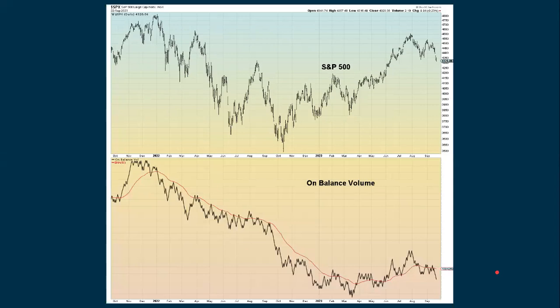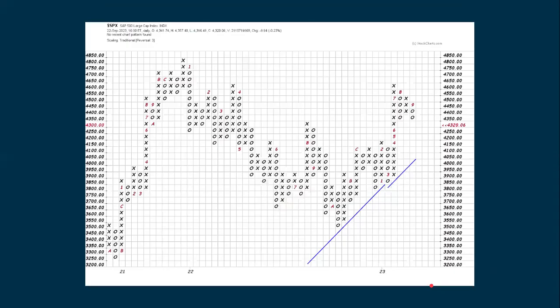On balance volume just measures up volume versus down volume, and we've been going down lately, so we're seeing this also decline, and it's below a declining moving average. That's more negative. We also look at point and figure charts.